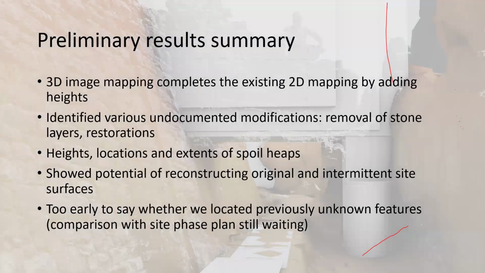So, the preliminary results, summary. The 3D image mapping completes the existing 2D mapping by adding heights to all the walls and features, etc.